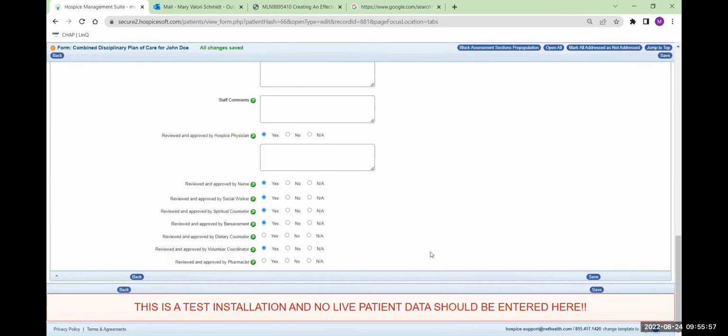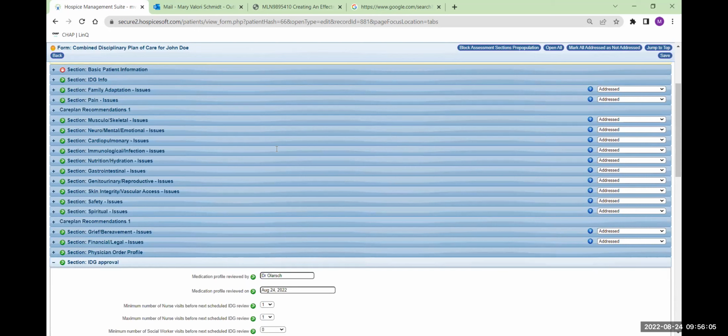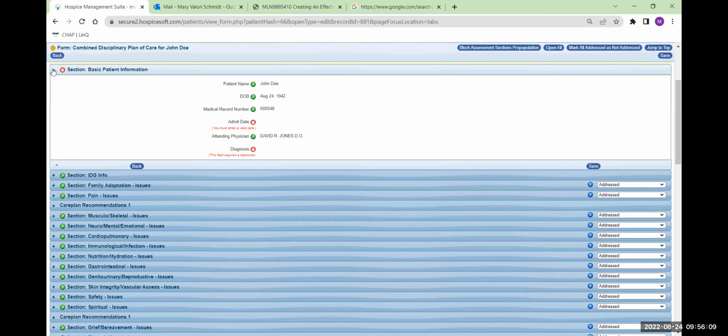And then, right, any comments that you would want to write here, you don't have to, because this is pulling all of the plan of care items. So in other words, let's go up to the top. The basic patient information. The reason that this one is red is because there's no admission date and no diagnosis for this guy. So it's fine because this is a make-believe patient, but that would be there for you.